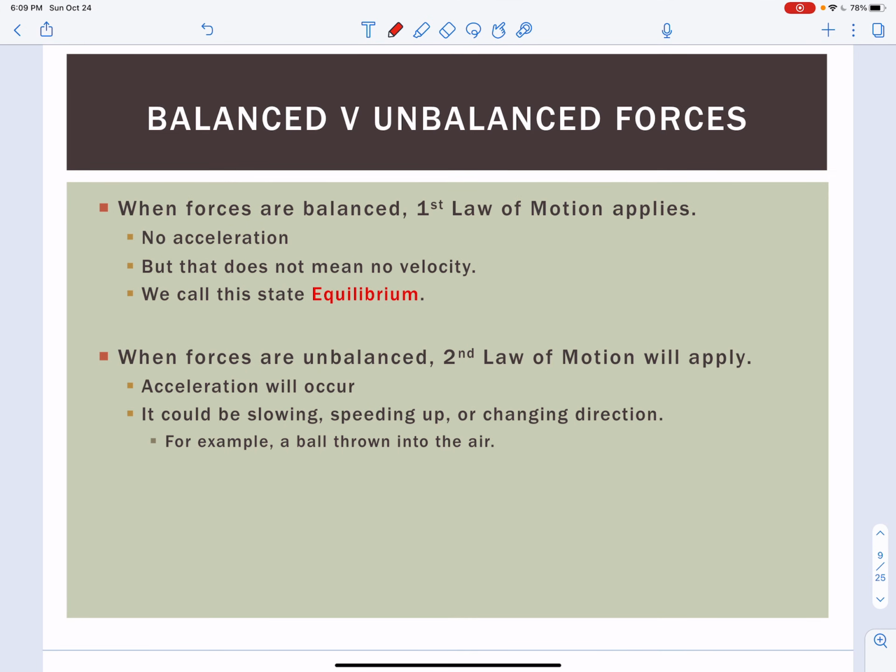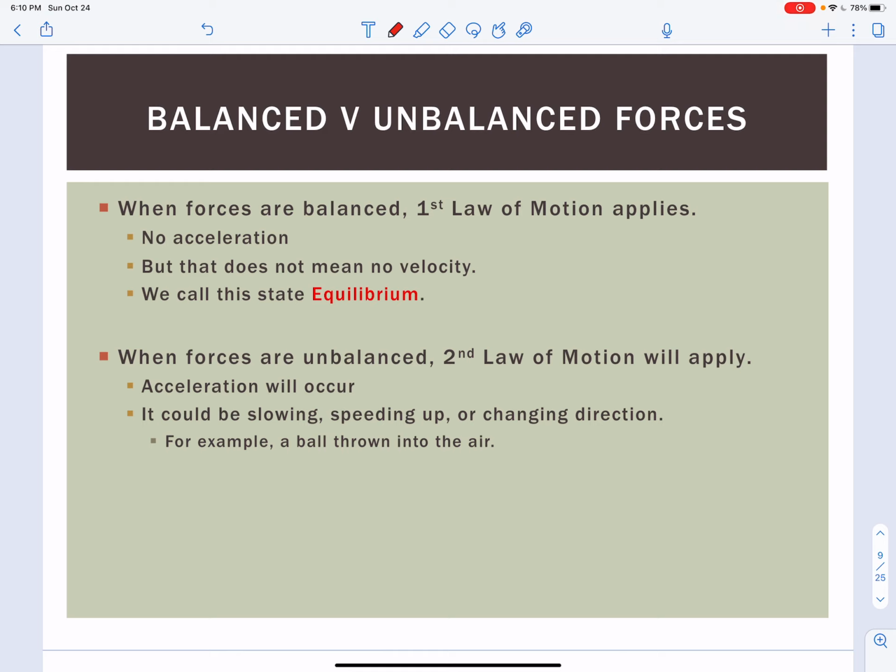Okay, continuing on then, we need to talk about the difference between having balanced and unbalanced forces. So the first law of motion comes into play when all of your forces are balanced. So if you think back to when I talked about two people pushing on opposite sides of a table, if they push with the same amount of force, then they really balance each other out, right?